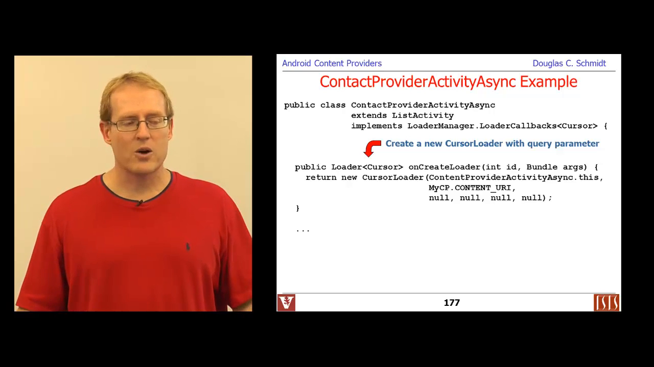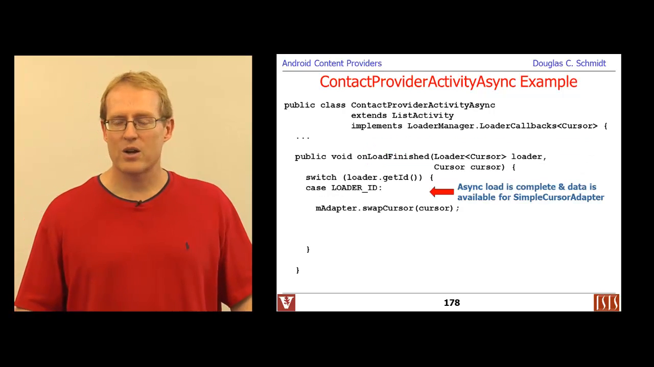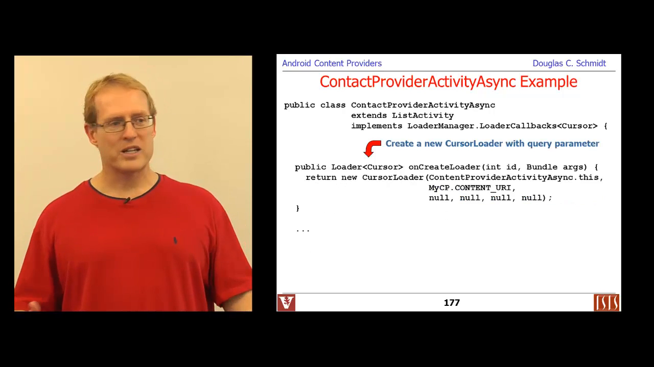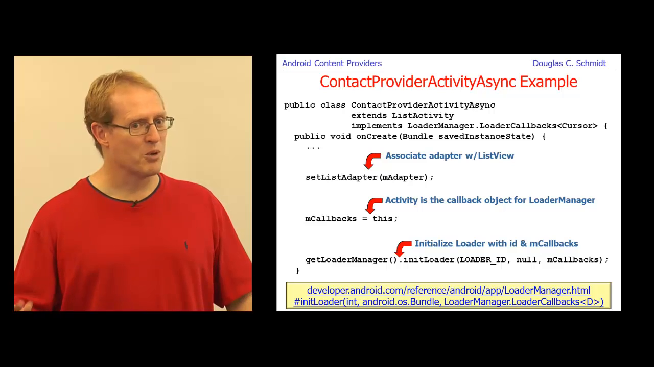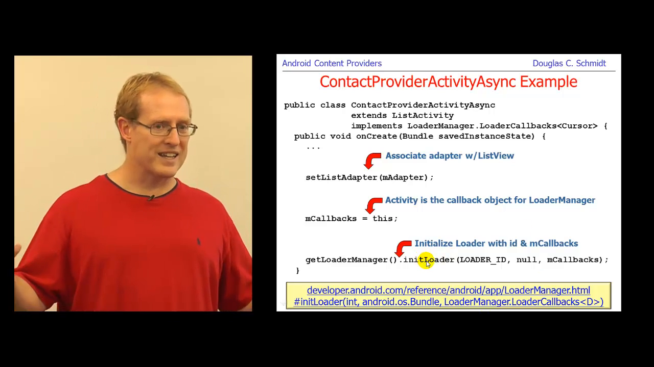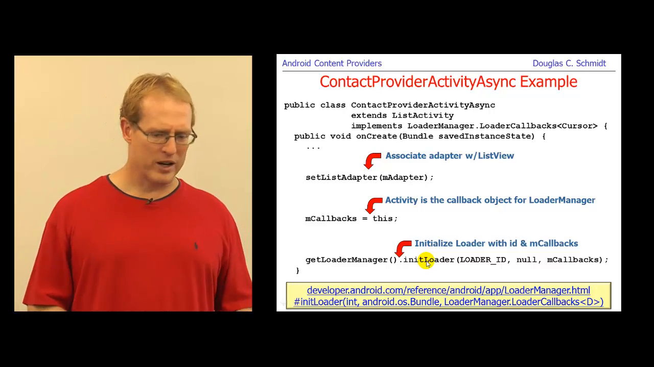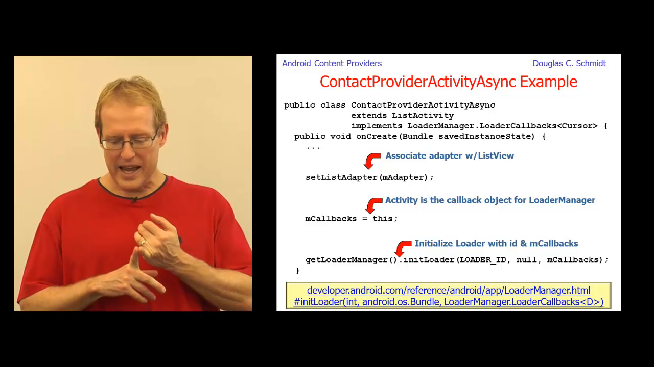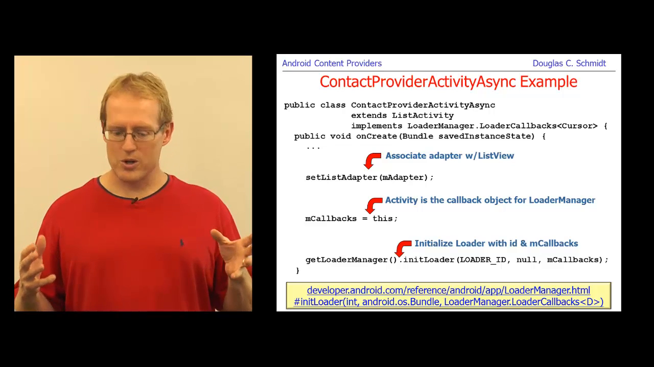So what we do now is a switch statement to figure out which loader this is from. In our particular case, we only had one loader. But keep in mind, the LoaderManager can manage multiple loaders. So in this case, we say, if it's the loader ID loader, kind of a boring name, that means that the async load is complete, and the data is available in our simple cursor adapter.